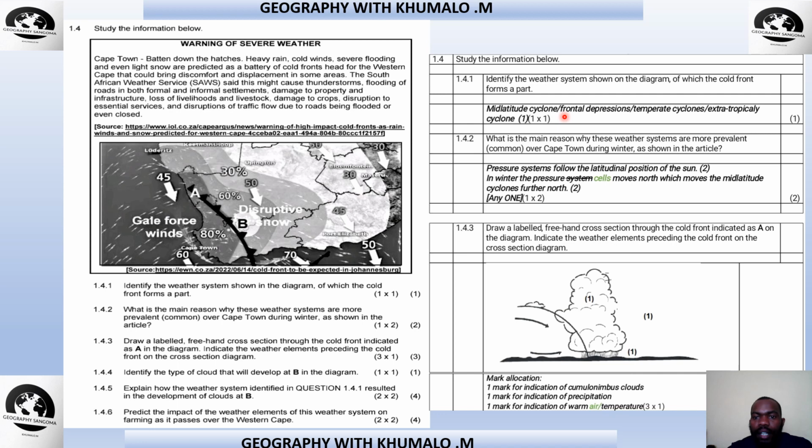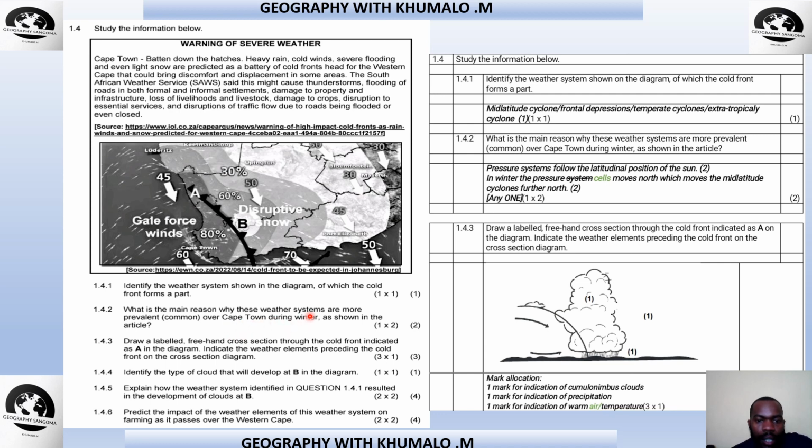Now, 1.4.1, identify the weather system shown in the diagram of which the cold front forms part. So, the mid-latitude cyclone, or the frontal depression, temperate depression, and extratropical cyclones. So it forms as part of the mid-latitude cyclone. The correct answer that you could have written there is mid-latitude cyclone, or you can write frontal depressions, but it's a mid-latitude cyclone, so you can write it in other names that are used for mid-latitude cyclone.